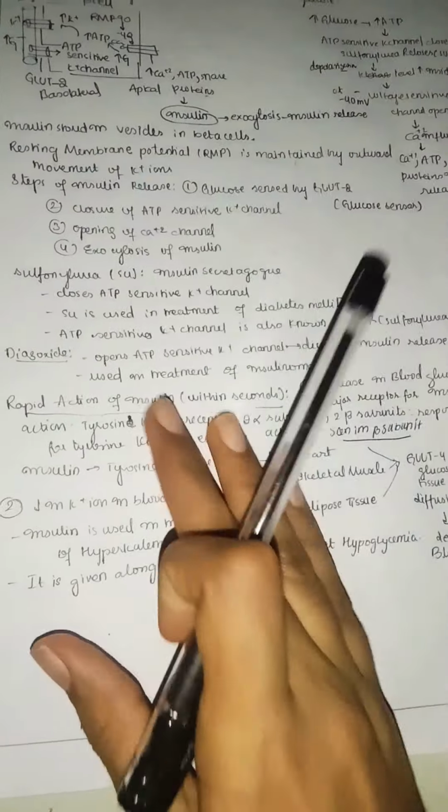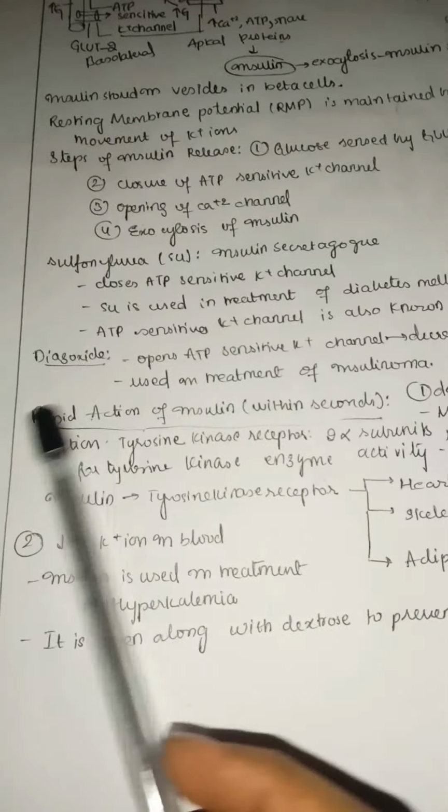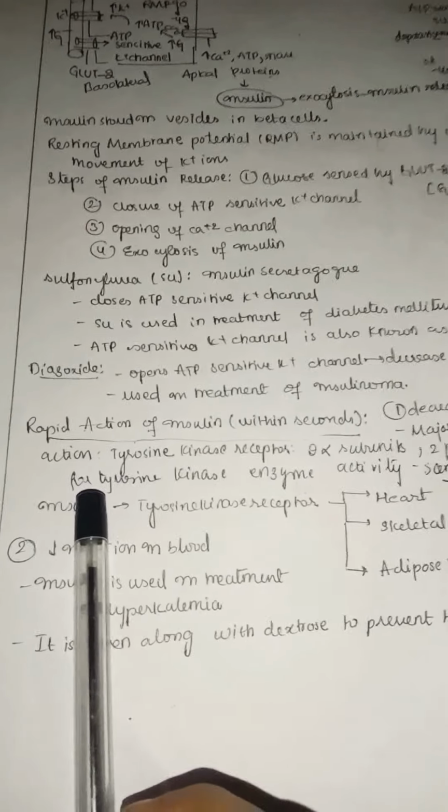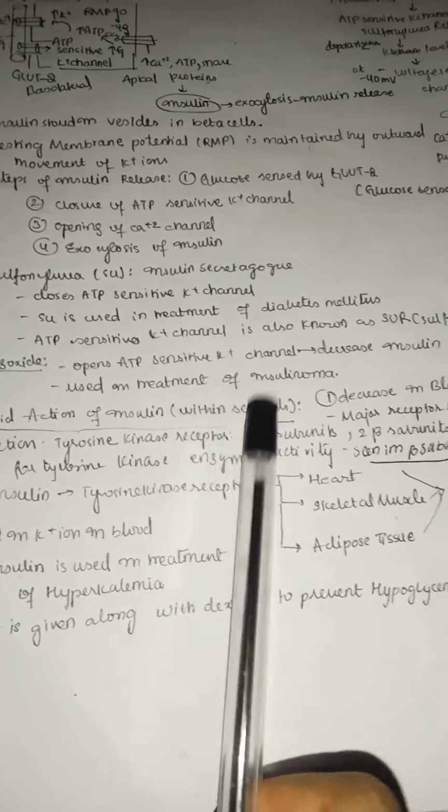It is used in the treatment of insulinoma. Insulinoma means there is already a lot of insulin in the body, so to decrease that insulin, we use a drug like diazoxide. Now let us see the rapid action of insulin, within seconds.